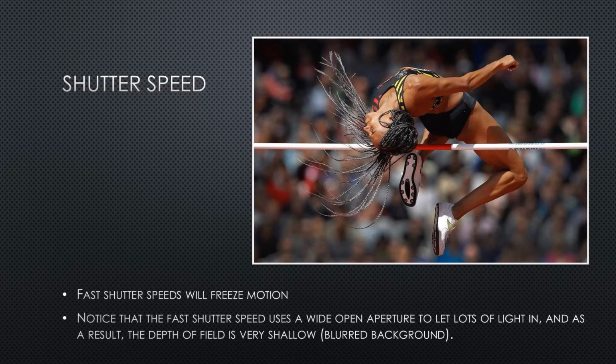Notice also that because they're using a really fast shutter speed, they're also using a very wide open aperture to get lots of light in as fast as possible. And by using that wide open aperture, they've given themselves a very narrow depth of field. The result is that all of the people in the background in the bleachers and stands are blurry and out of focus. In this particular case, that's a double benefit because it forces the viewer's eye to look at the athlete and not be distracted by the busy background.